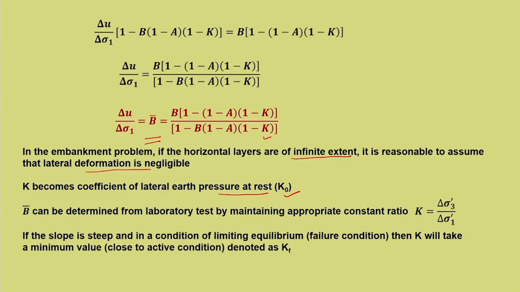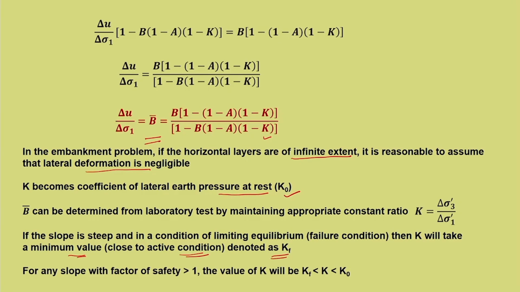Now, if the slope is steep and in a condition of limit equilibrium, that is almost the failure condition, then K will take a minimum value close to the active condition, which is denoted as Kf. That Kf can also be simulated. For any slope with a factor of safety greater than 1, which is not at failure, the K value will be in between these two bounds, that is, between Kf and K naught. Once we know the appropriate K value, it can be put into this equation, and that gives us the pore water pressure for any change in loading.